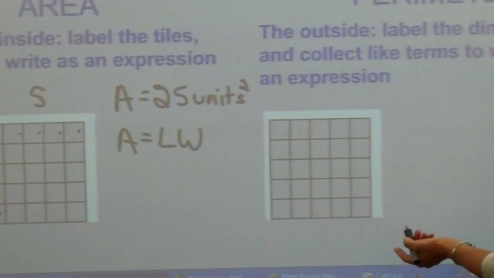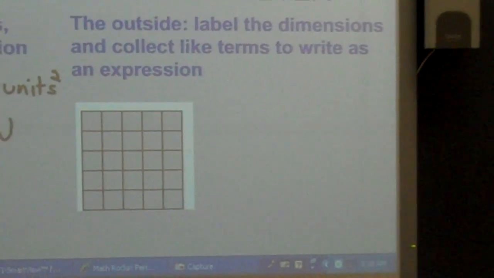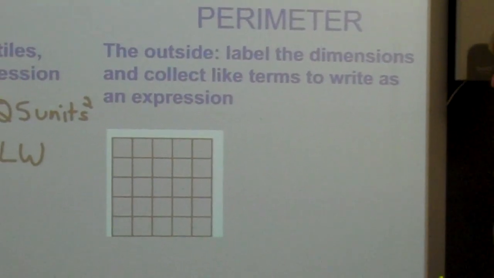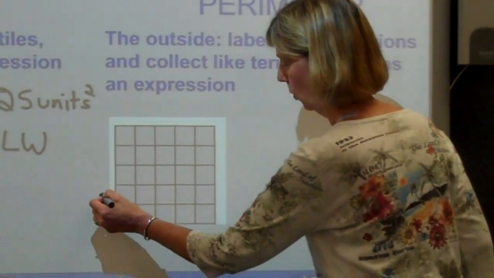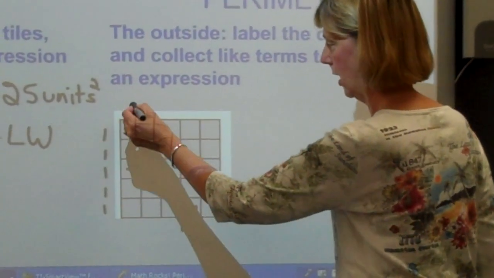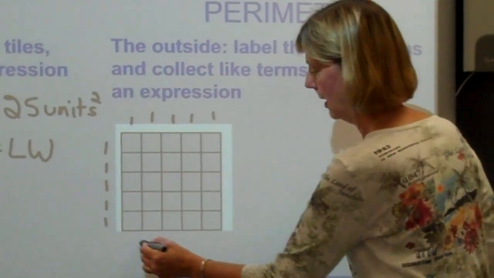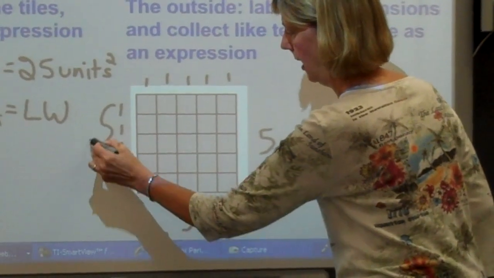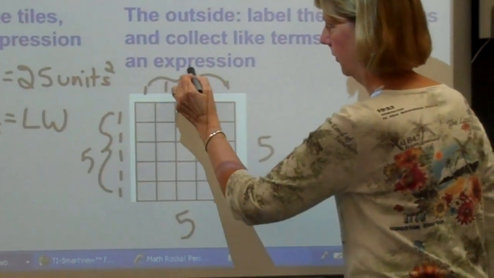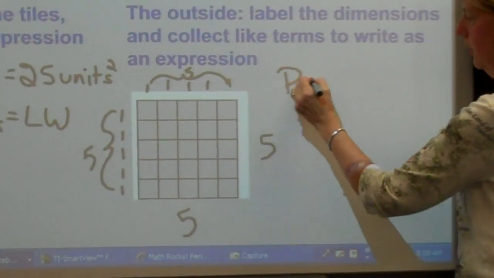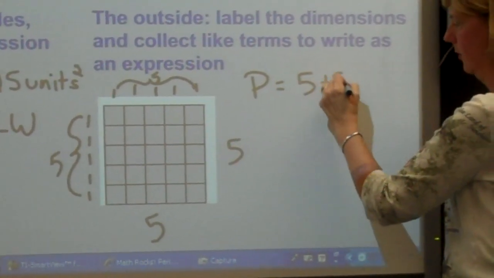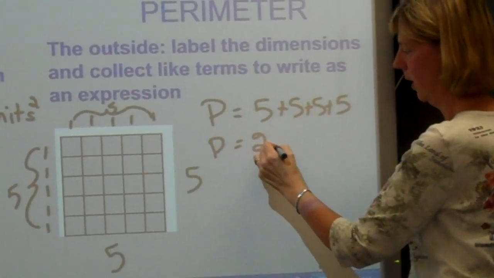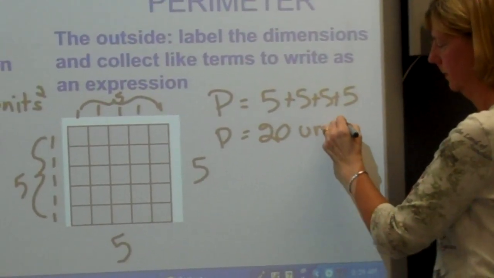Over here we have perimeter. Perimeter is the outside. We label the dimensions and collect the like terms to write as an expression. What does that mean? Well, I have 1 and 1 and 1 and 1 and 1 and so on and so forth all the way around. Remember that this distance was 5 and this distance was 5, and now I have 5 and 5. So that ends up to be the perimeter is equal to 5 plus 5 plus 5 plus 5. So our perimeter is 20 units.